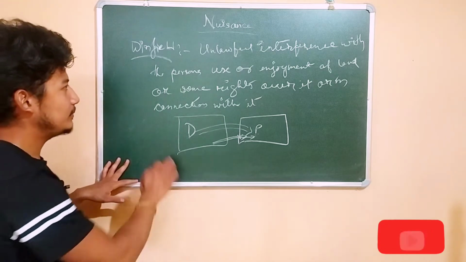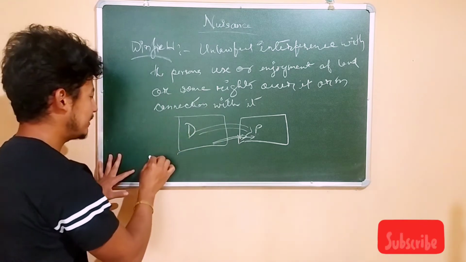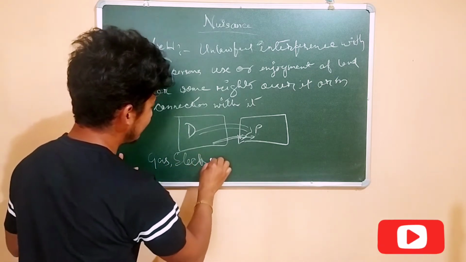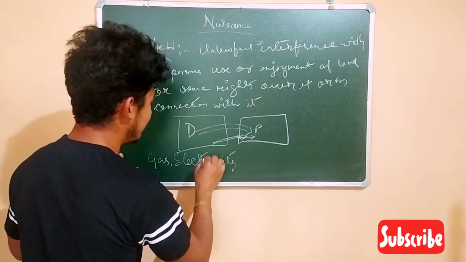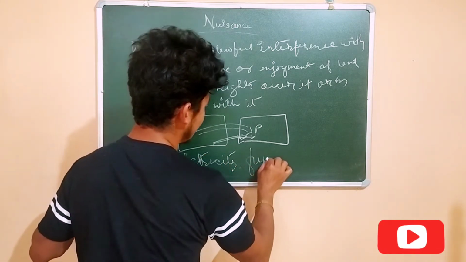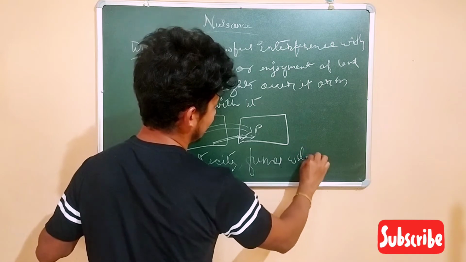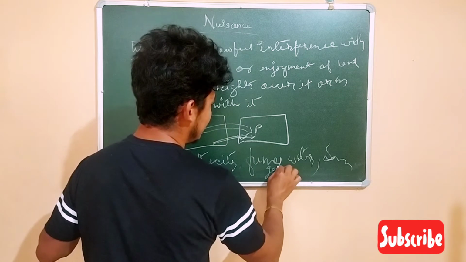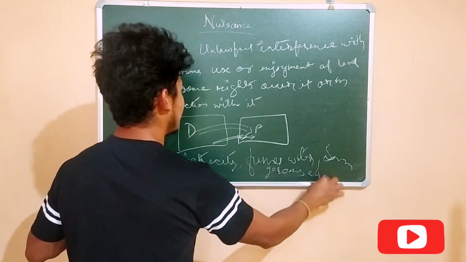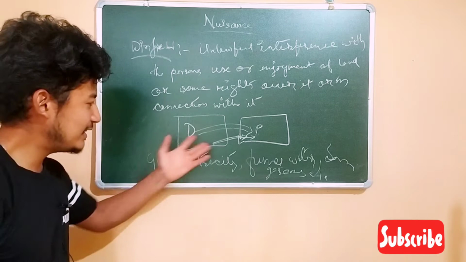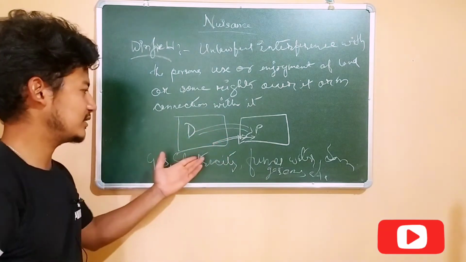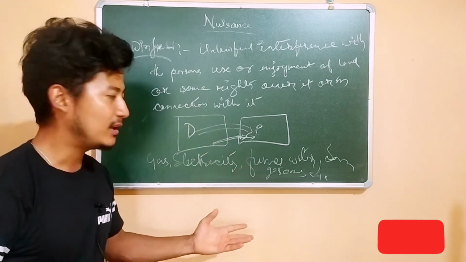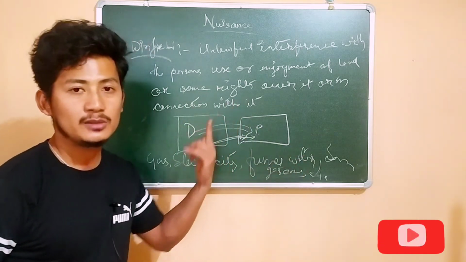Okay, so it could be interference by any means: by gas, electricity, fumes, water, disease producing germs, etc. So the nuisance can be created by anything. This could be done by gas, electricity, fumes, dust, noise, smell, odors, or some disease producing germs, anything.